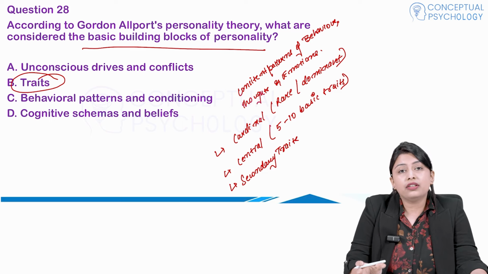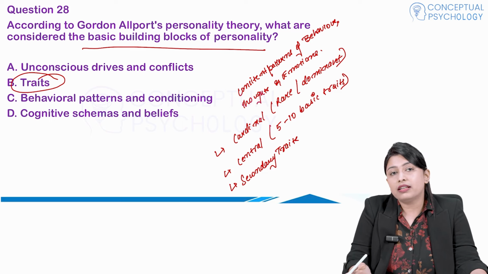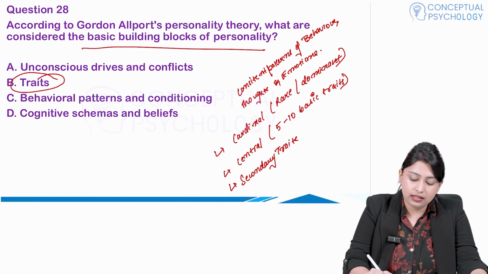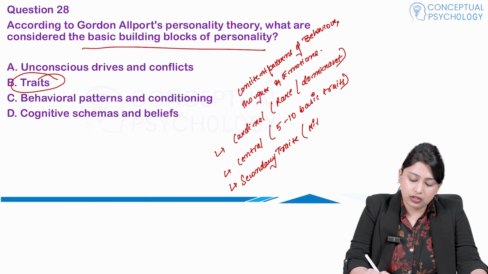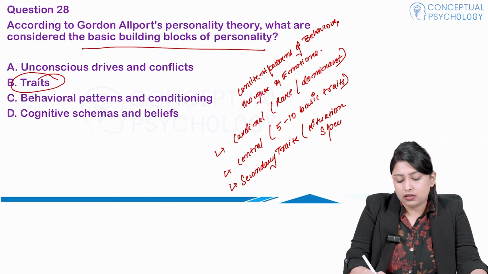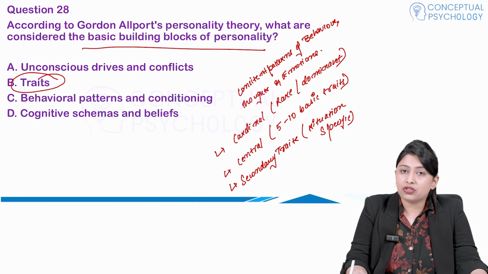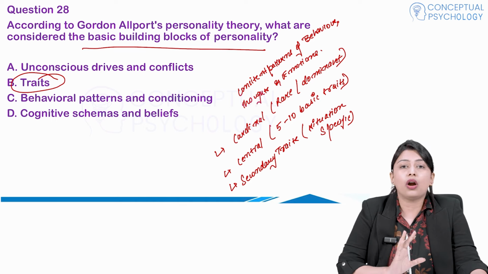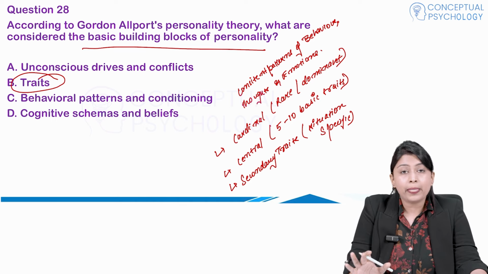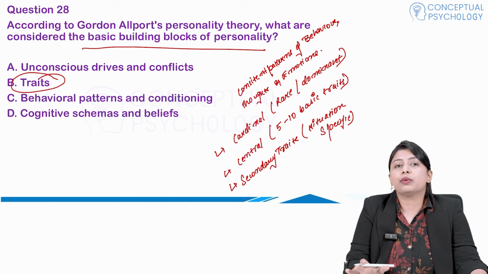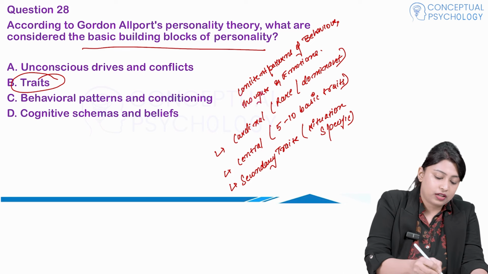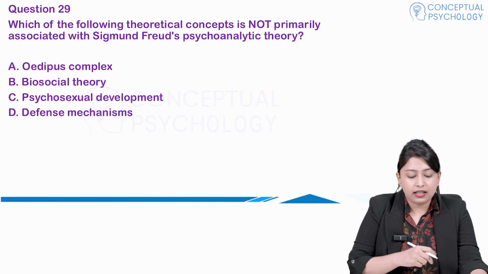So what are secondary traits? They are more specific traits that appear only in certain situations. So they are situation specific. Okay. So Allport also emphasized that traits are real neuropsychic structures within individuals, not just descriptive labels, and they actively guide and motivate the behavior. The correct answer is traits.